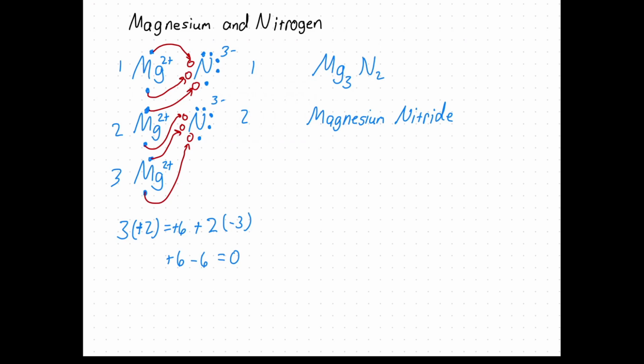This took like a long time to do, right? We had to draw all this stuff. We had to push all these electrons off of the magnesium onto the nitrogen. Is there a shortcut? Yes, there is. And it's actually pretty easy. This is called the crisscrossing method.